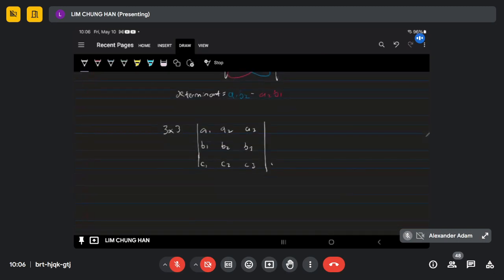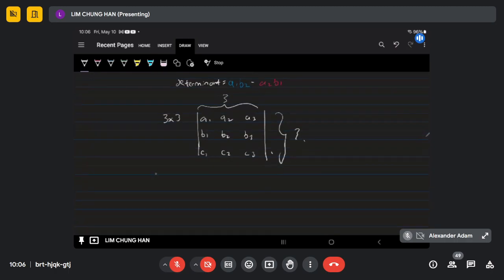Okay, so this is a 3 by 3 matrix. 3 and 3, that's why we call it a 3 by 3 matrix. How do you get the determinant of this matrix?